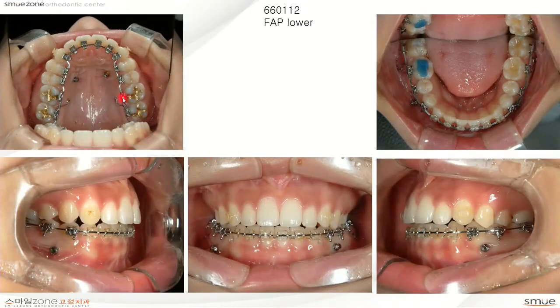And as full arch protraction goes, as the upper is protracted, the overjet is produced, so it's a little bit late, but it's time to begin protraction in the lower with the help of the mini screw that was placed in the front.